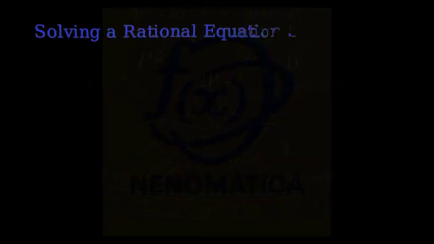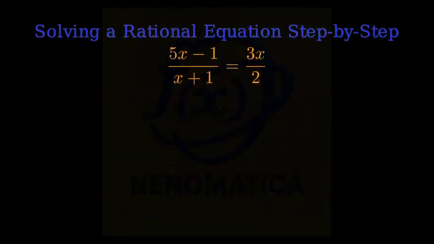In this example, we'll solve a rational equation step by step. The equation is the quantity 5x minus 1 divided by x plus 1 equals 3x over 2. We'll clear denominators, form a quadratic, and solve it carefully. First, note the domain restriction. Because x plus 1 is in the denominator, x cannot be -1. We'll remember to check our final answers against this restriction.